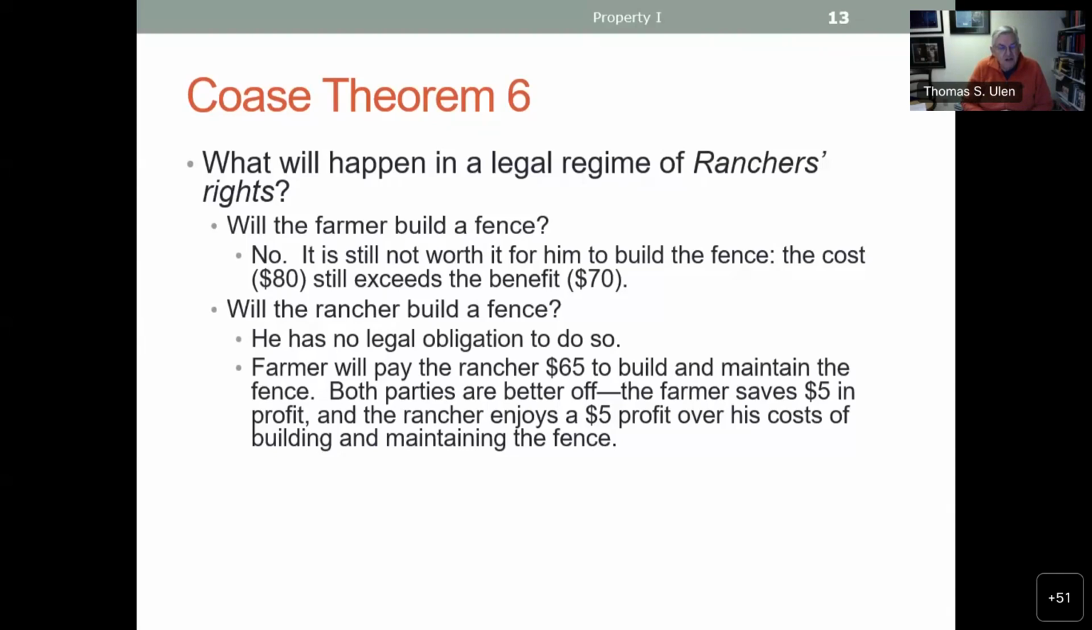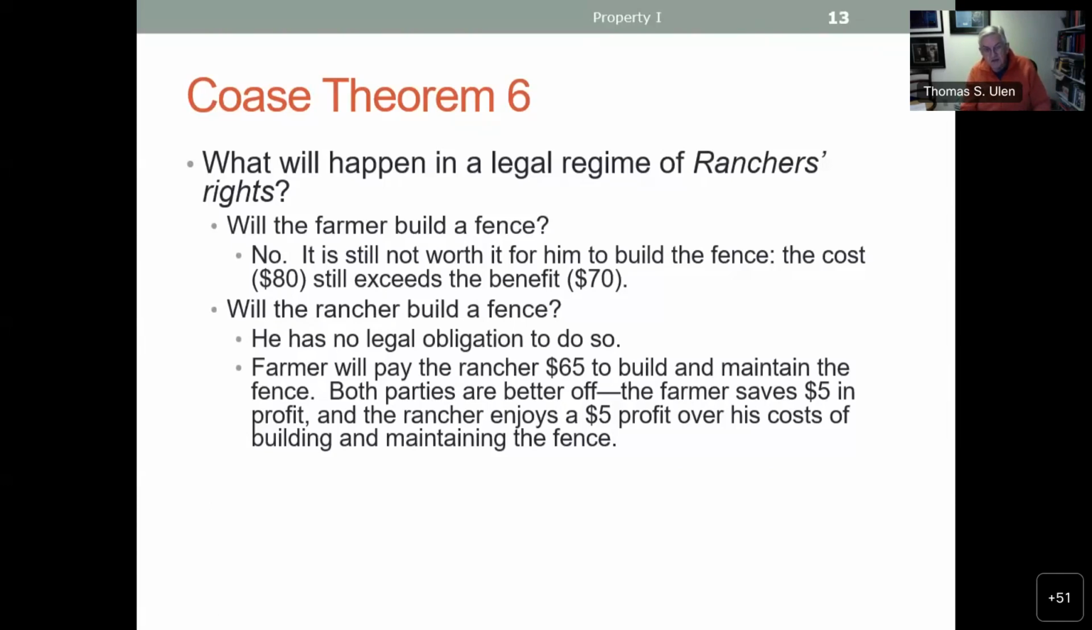The farmer saves $5 in profit when the fence is built, and the rancher enjoys a $5 profit over his costs of building and maintaining the fence each year. So the outcome is exactly the same under a regime of ranchers' rights as it was under a regime of farmers' rights, namely that the most efficient use of resources will occur. The fence will be built, and the farmer will not have to incur $70 of loss every year. His profits will be less, but the efficient use of the two pieces of property will be identical.